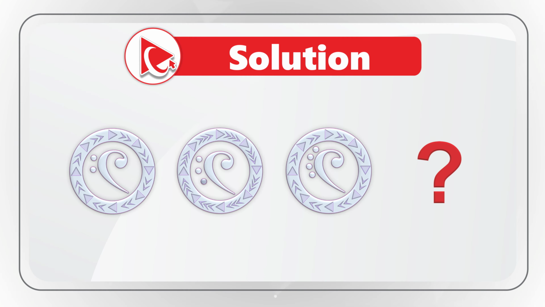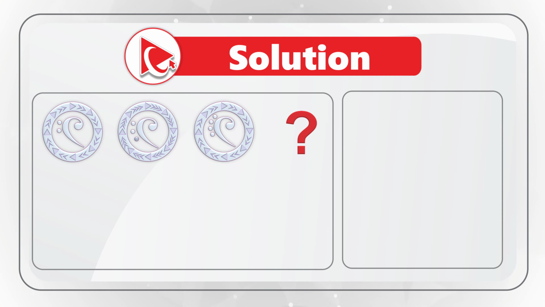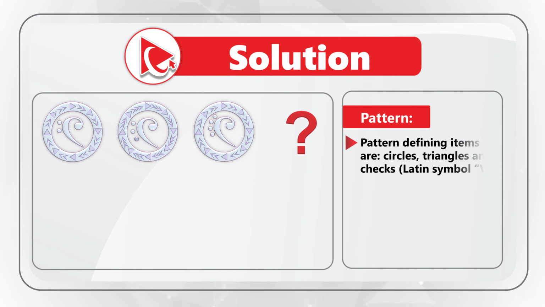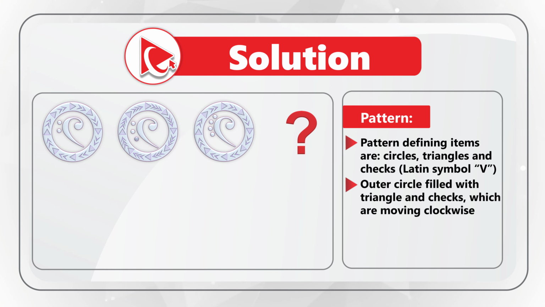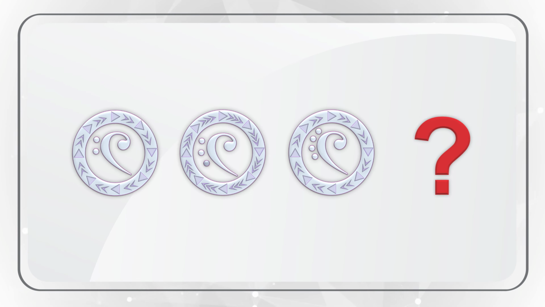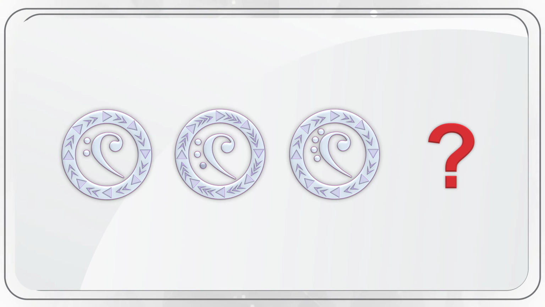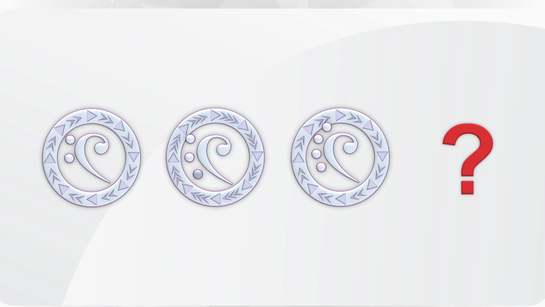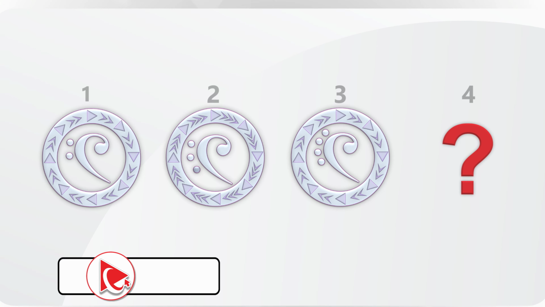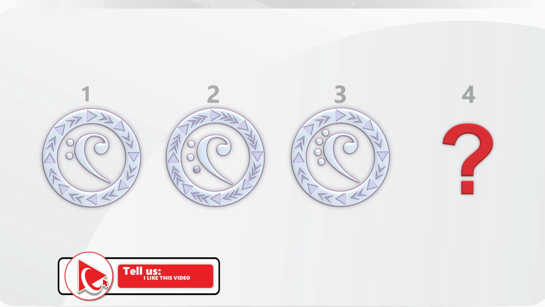As you might have guessed, the key is to define the pattern. And the pattern consists of multiple elements. Pattern-defining items are circles, triangles, and checks. They look like the Latin symbol V. If you look closely at the outer circle, it's filled with triangles and those checks, which are moving clockwise. The inner circle also has smaller circles inside. Let's name our items in the original pattern as item 1, item 2, item 3, and then the missing item we will name item 4. This will help us to define the pattern.